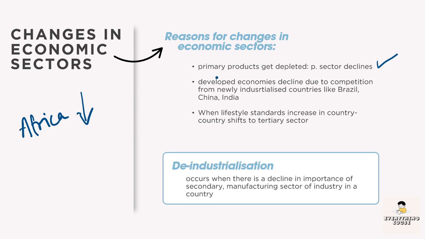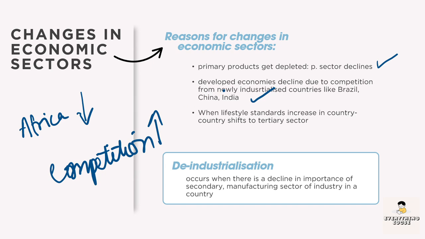Okay, next, developed economies decline due to competition from newly industrialized countries like Brazil, China, and India. So basically the second point is that if the competition increases due to newly developed countries, then your economy is going to decline. The secondary and the tertiary sector in these countries are going to decline due to the new competition, like Brazil, China, India. These are just examples, okay?